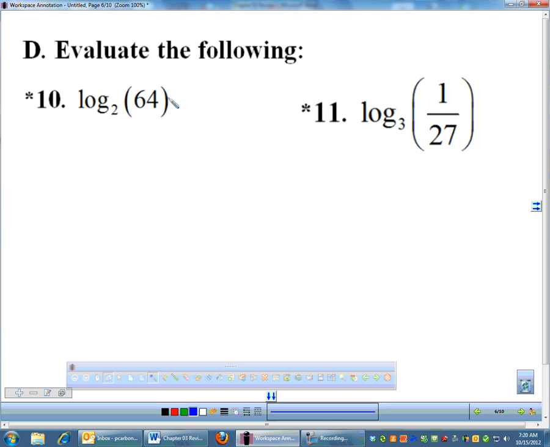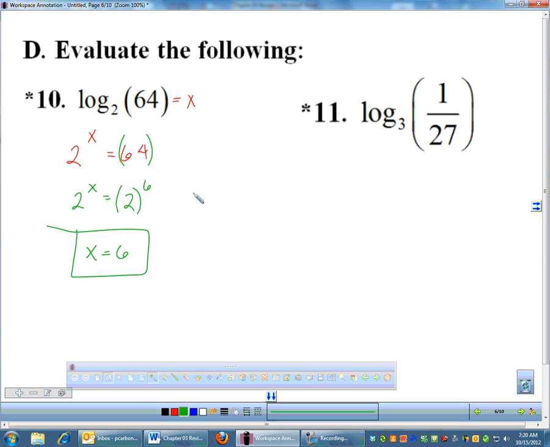Let's see, evaluate these. Now here I do want to completely simplify. I want to find out what this equals. These will be non-calculator. And so log base 2 of 64, the way I work this out is I'll set that equal to x, and then I'm going to write it in exponential form. So this is the same thing as 2 to the x is equal to 64. And then we need to clean that up. I don't know if you know this, but 64 is 2 to the 6th power. And once you have the same base on both sides, then you can set the exponents equal. You get x equals 6, and that is what log base 2 of 64 is.